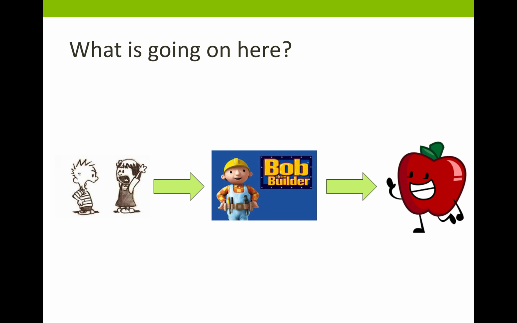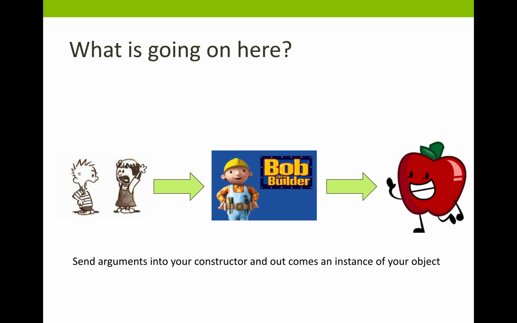Hello, computer science geeks. All right, tell me what's going on here. I'm not going to give you much time. These two little characters, Bob the Builder, then an apple, I don't know, Mr. Stride. Just tell me. I'll tell you. Well, it's sending arguments into a constructor, and then out comes an instance of your object. Mr. Stride, you're talking nonsense. Okay, I know. This is an argument. I'm sending it to a guy who does construction, and then out comes this object. Nice. What the heck are you talking about?